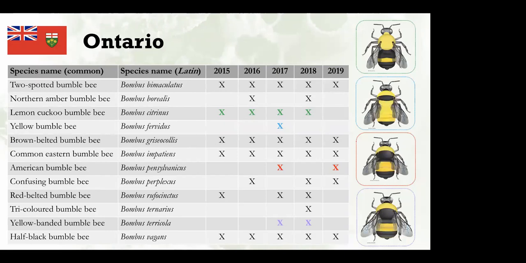And while it is only 12 of Ontario's roughly 25 species, these records actually represent the majority of the species that are within the range of these programs. So our participants are actually putting together pretty comprehensive survey results.